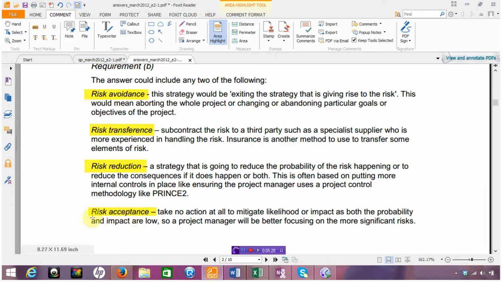Okay, last one, risk acceptance. And this is just the simple idea that we don't really do anything at all. We just accept the fact that risk is inherent within this particular project, and we just move forward.